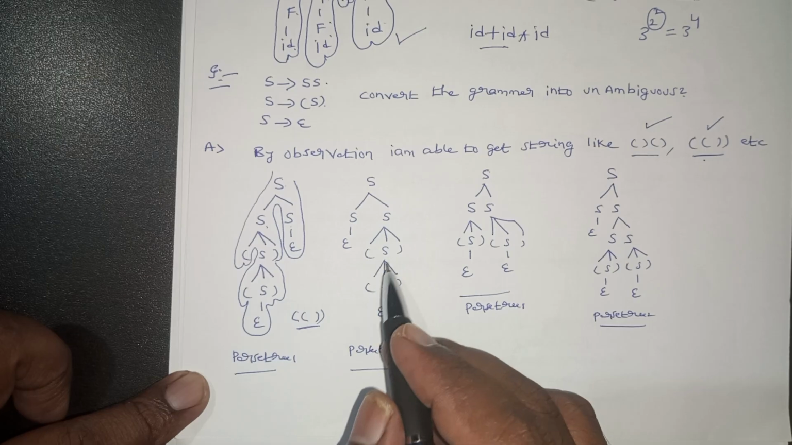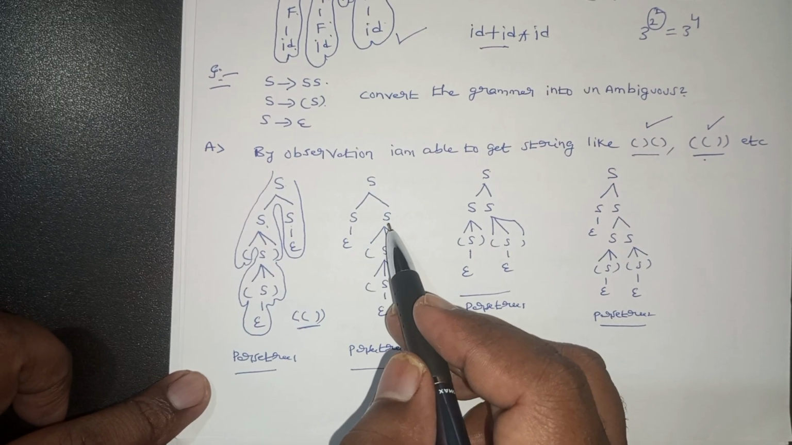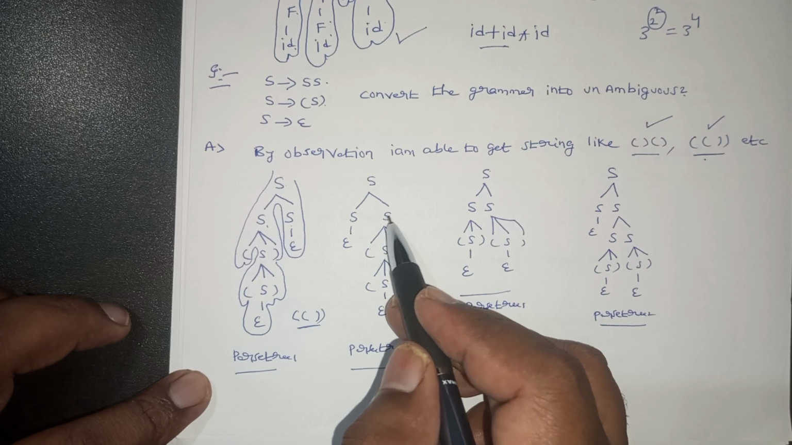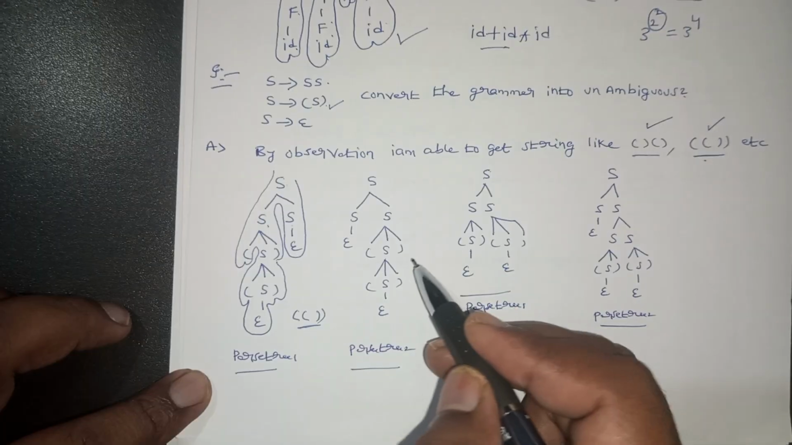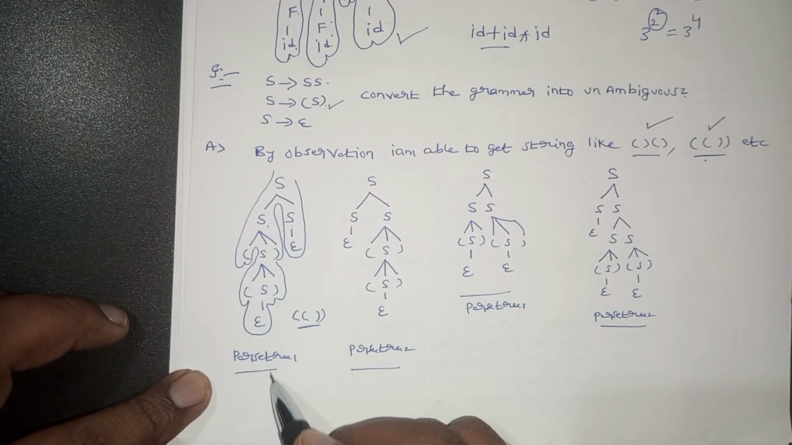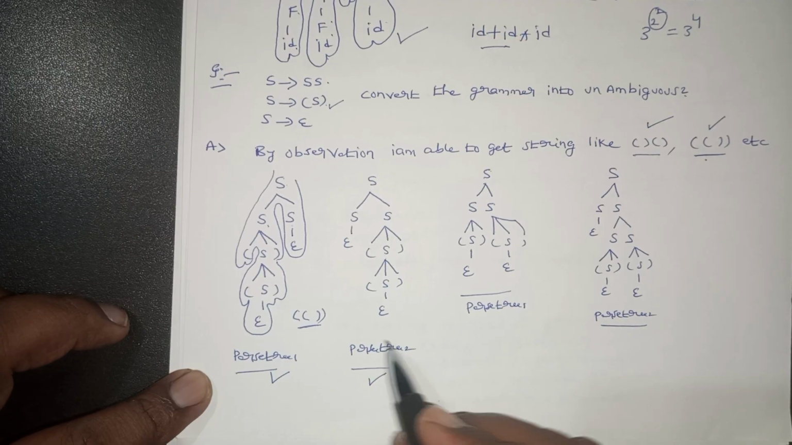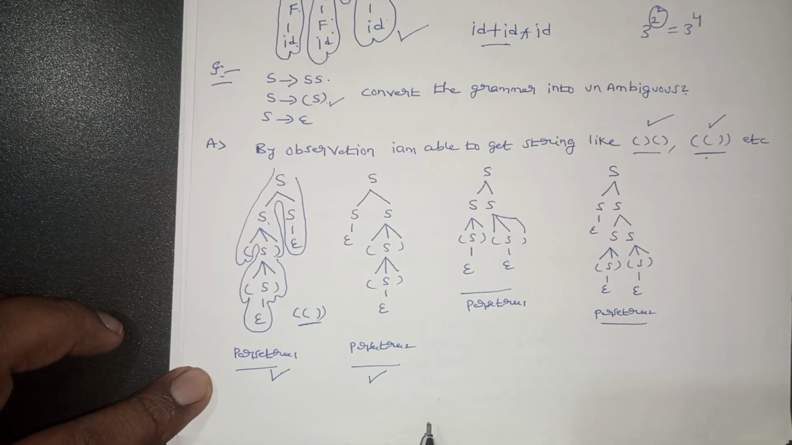Now I'm getting one more parse tree. So S tends to SS. Now in the right S I am taking this one. So this one I'm getting, see by observation. So this is one parse tree, and this is one more parse tree. Because I'm getting two parse trees, the grammar is an ambiguous grammar. Okay, in this way you have to check.